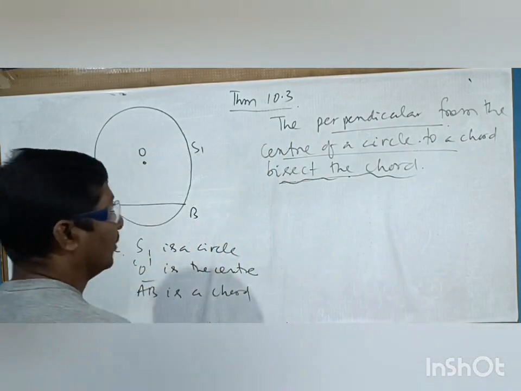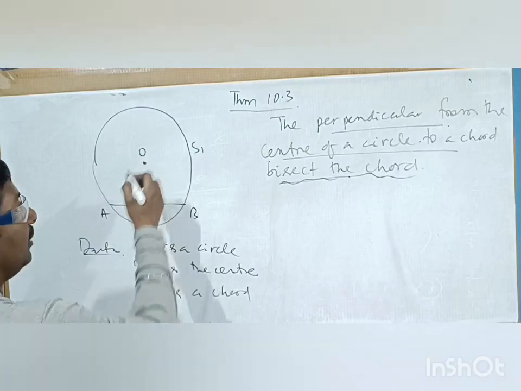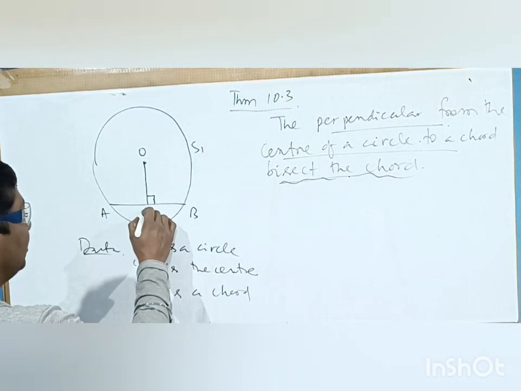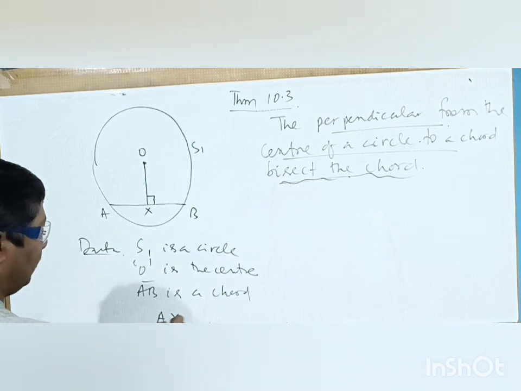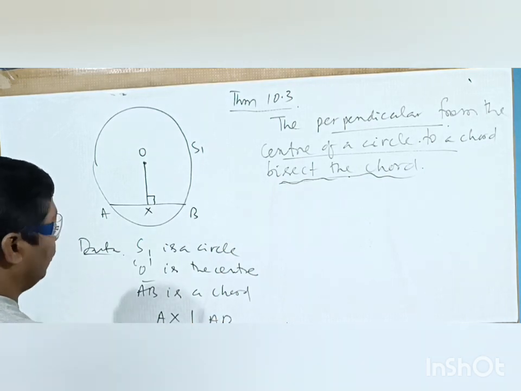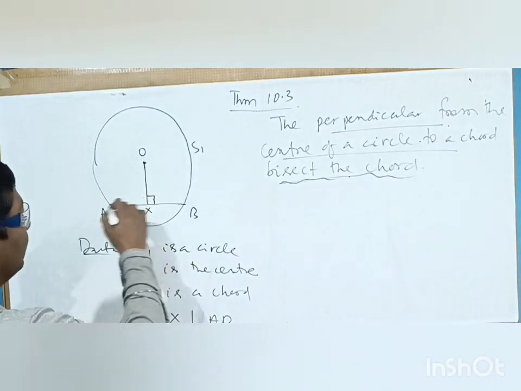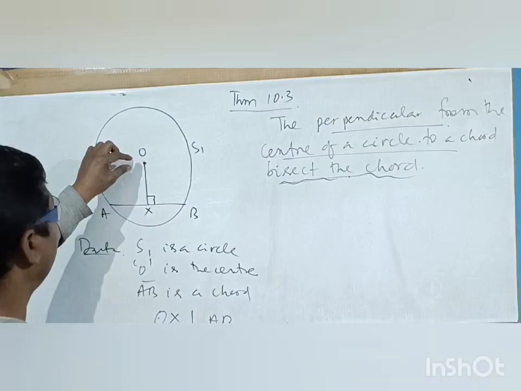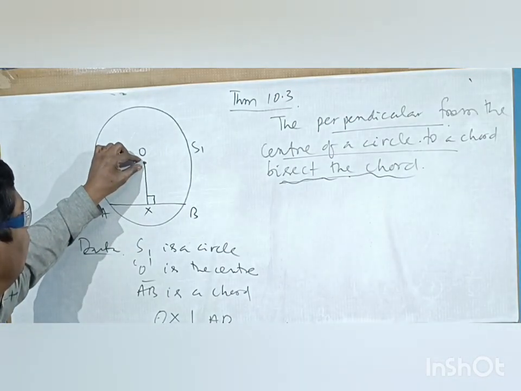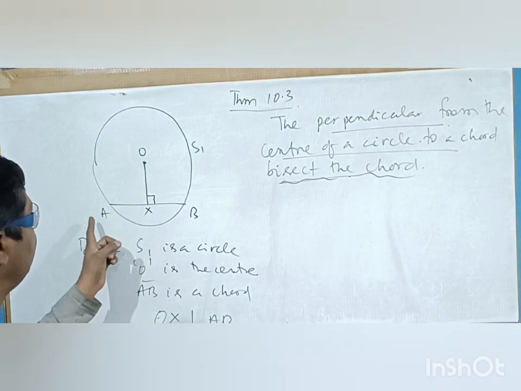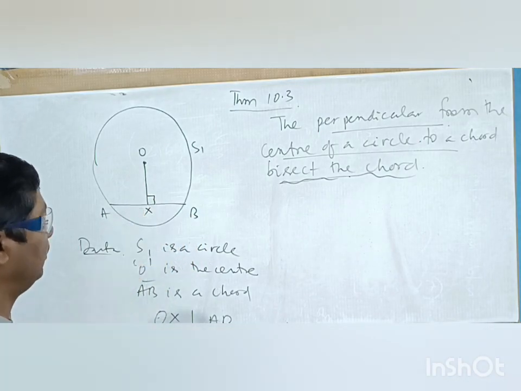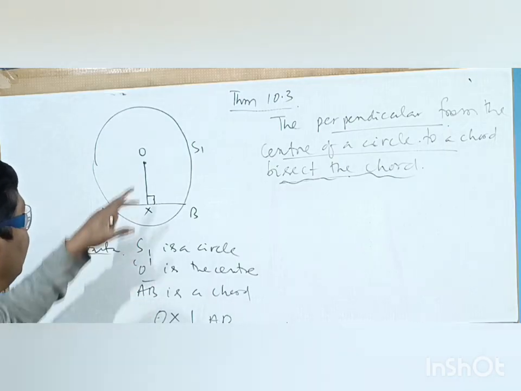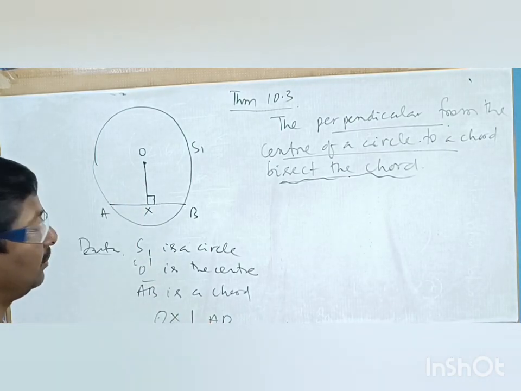To prove, what to prove? The perpendicular means, from here, this is perpendicular. Suppose OX perpendicular to AB. This is given: the perpendicular from the center of a circle to the chord AB is given, and I have drawn it as per my figure. This is OX. So OX is perpendicular to AB is given.